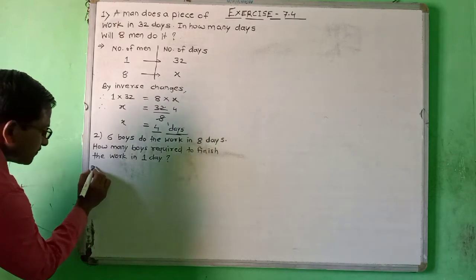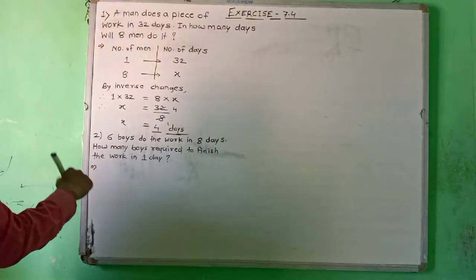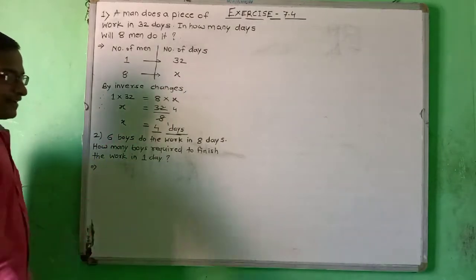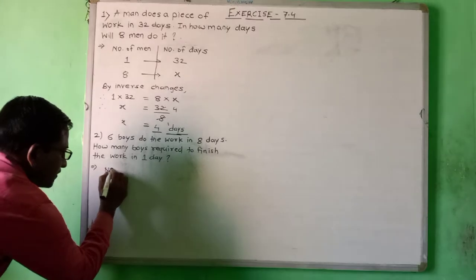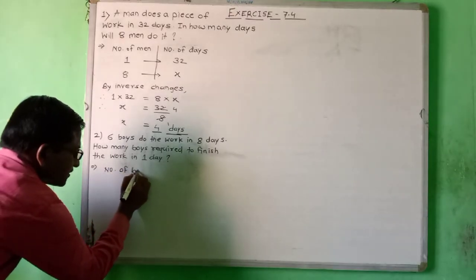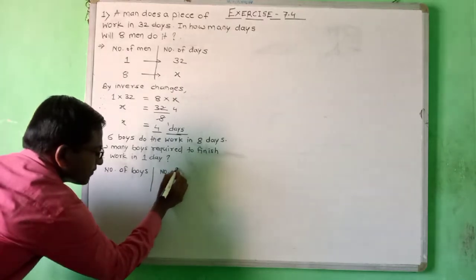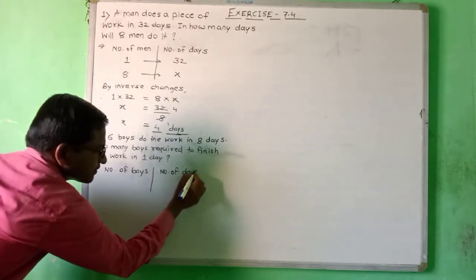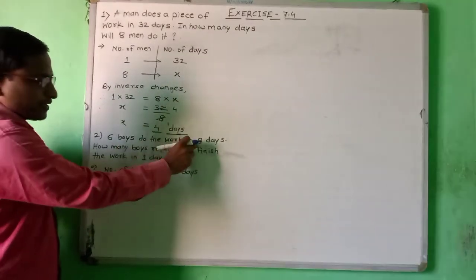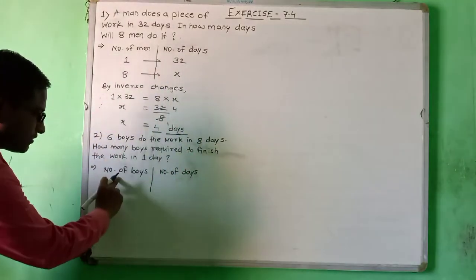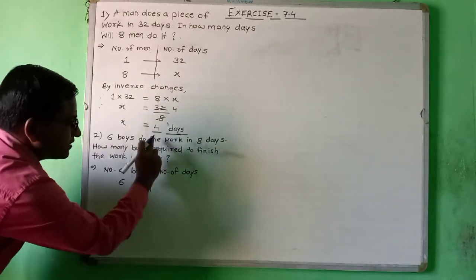So follow the same steps here. First you make two columns. In the first column you write number of boys, in the second column you write number of days. See here, 6 boys do the work in 8 days. So in the first column you write 6, in number of days 8.